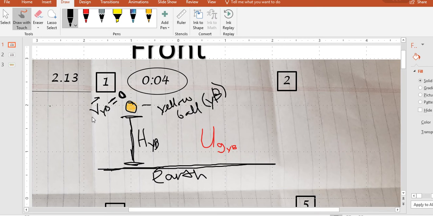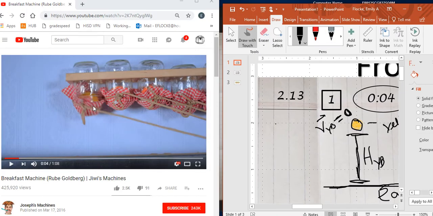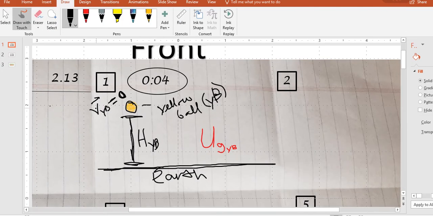Okay, so if you look, I also added that right now, this is technically at rest at the split second that I'm looking at it, the yellow ball. So I put the velocity of the yellow ball is 0, it's at rest. And since I have some height above the earth, and it's not moving, the only kind of mechanical energy you're going to have is gravitational potential energy of the yellow ball.